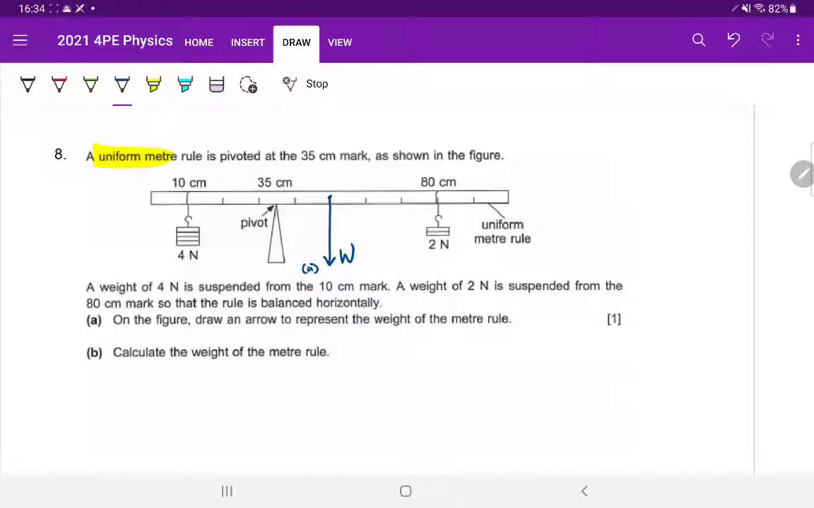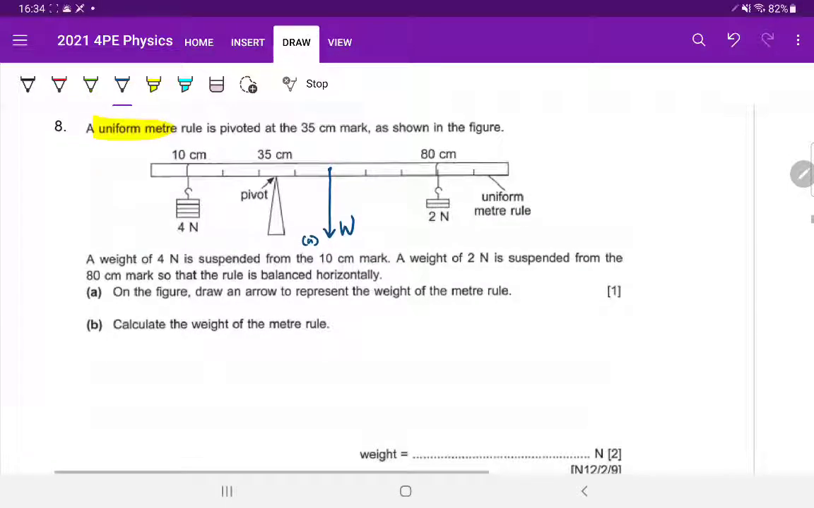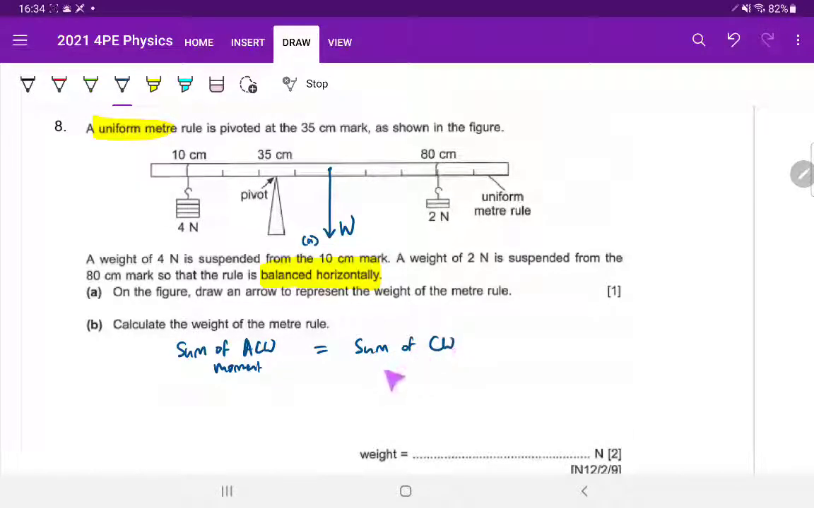So calculate the weight of the meter rule. Now that you know that the weight acts from here, how do you calculate the weight of the meter rule? It tells you that the rule is balanced horizontally. Again, what do we say once you see these words? You know that you're using the principle of moments. So let's just write down the principle of moments: sum of anti-clockwise moments equals sum of clockwise moments about the same point, which is about the pivot. This is the pivot that we're looking at.